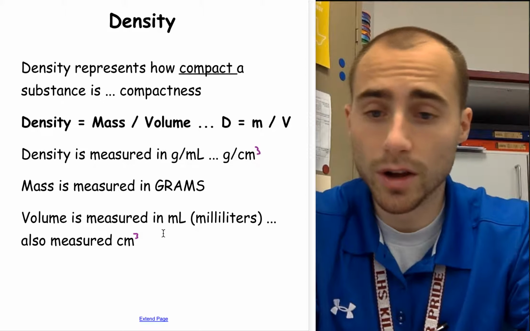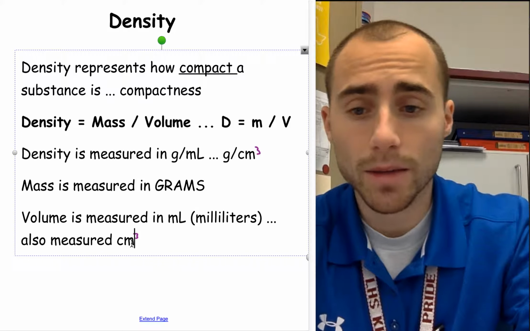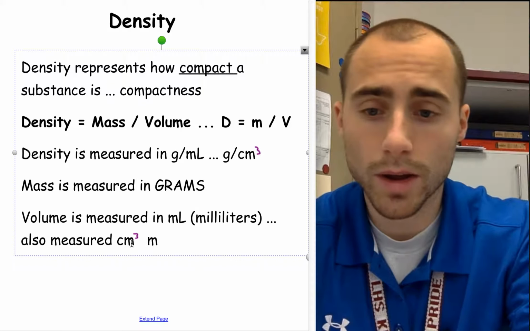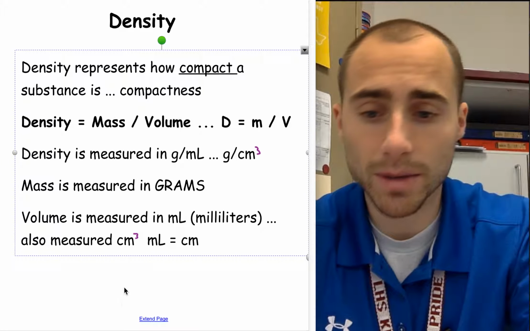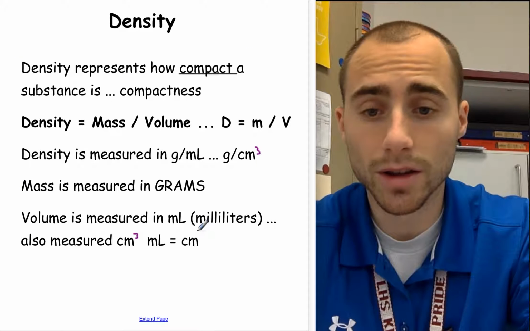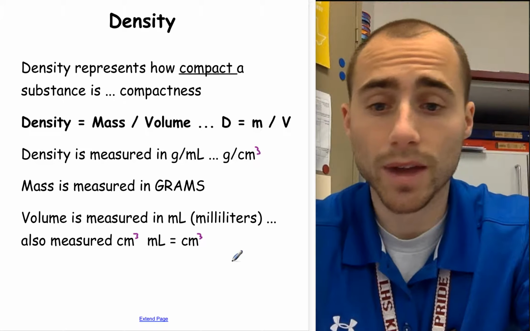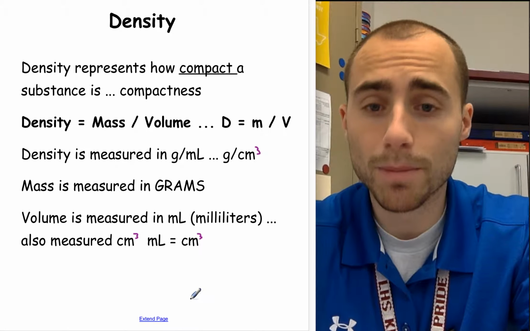Now, something you should know, it's essentially the exact same thing because milliliters equals centimeters cubed. So 1 milliliter is equal to 1 centimeter cubed. So no need to get that confused at all. So that is the basics of density.